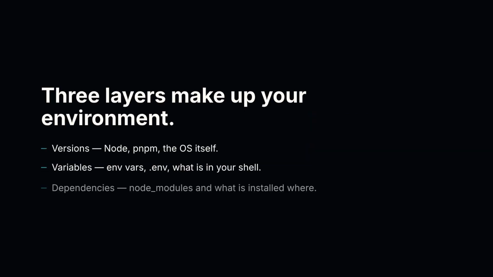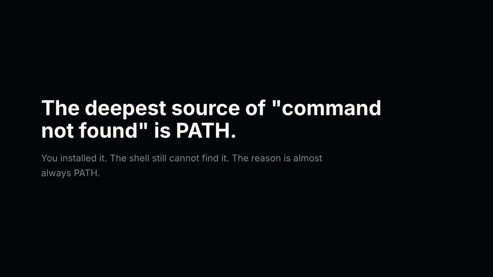Three layers make up your environment: versions, Node, pnpm, the OS itself; variables, env vars, .env, and what's loaded in your shell session; and dependencies, different node modules, global tools. Three layers, and different bugs hide in each one.